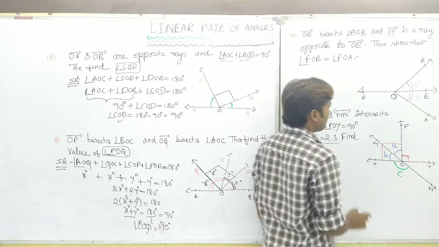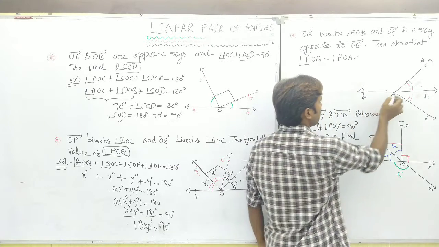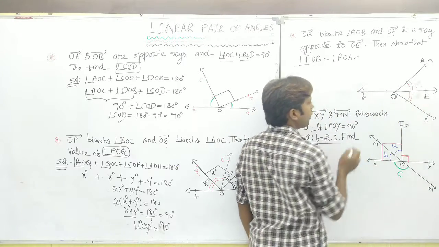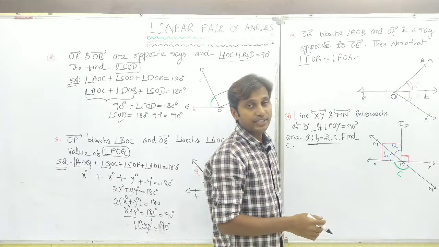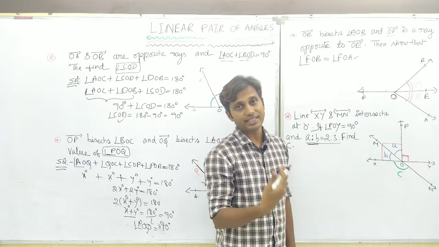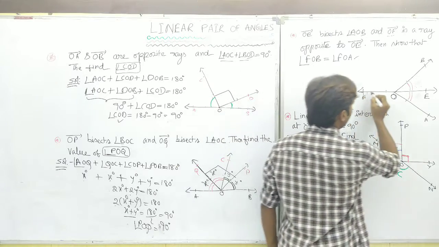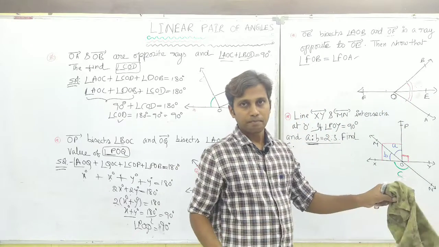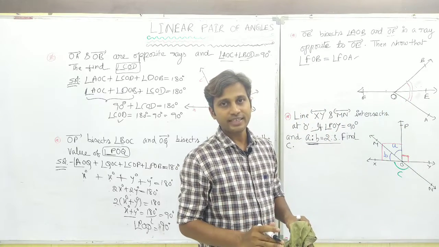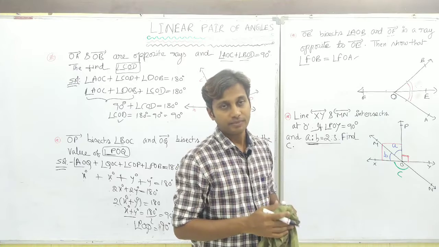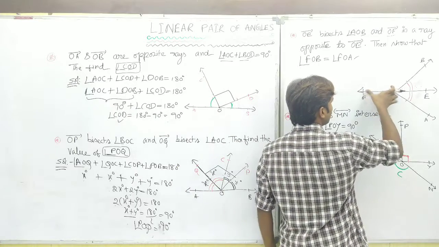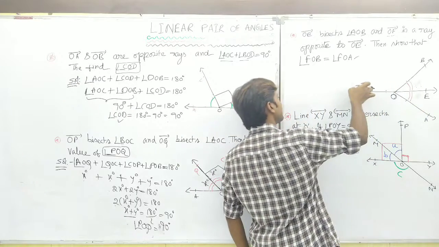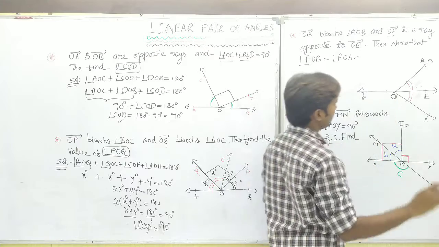Now I am telling you in the beginning only, if OE and OF are oppositely directed rays, then we don't need to consider them as separate rays. This entire EF or FE can be considered as a straight line. Why? Because they are oppositely directed at the same vertex. So here this and here this can be considered together as a straight line. First thing is that.